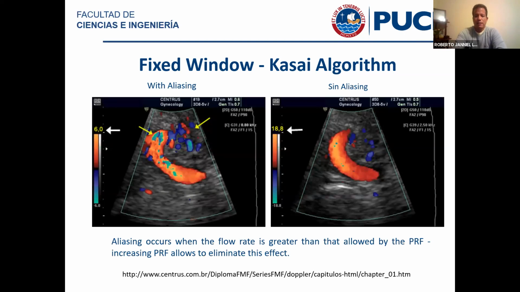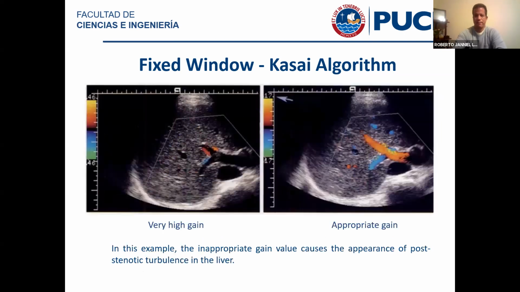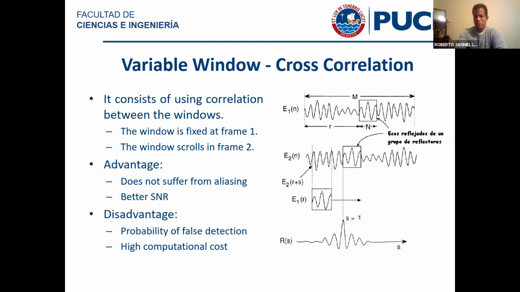So in general, when you have aliasing, you're going to see distorted profiles, which can get fixed if you increase the PRF, and again, you're not always going to be able to increase it. With Kasai's algorithm too, if you have the gain not properly set up, so you have clipping of the signal because you're saturating your amplifiers, then that's going to distort or prevent you from obtaining meaningful color flow maps. But you can fix it very easily by just adjusting the gain properly.